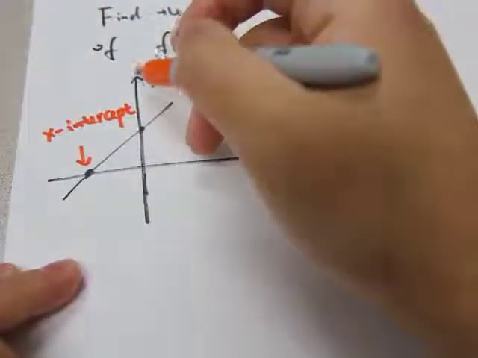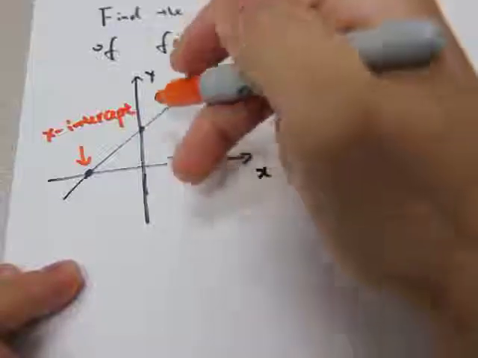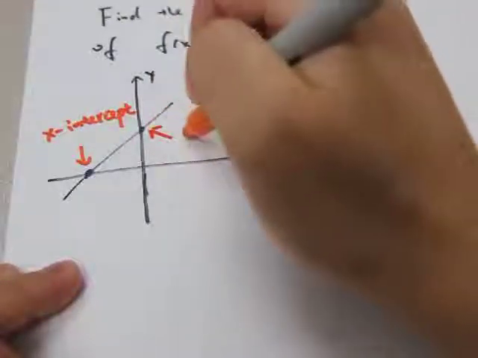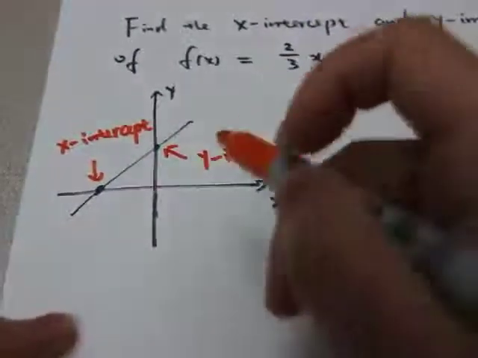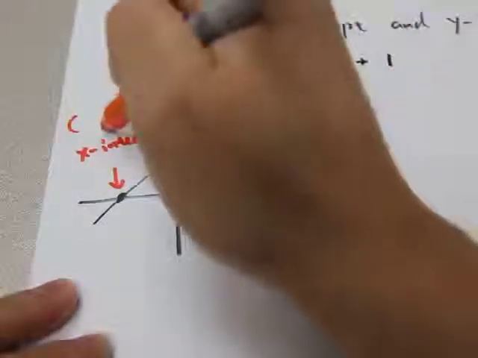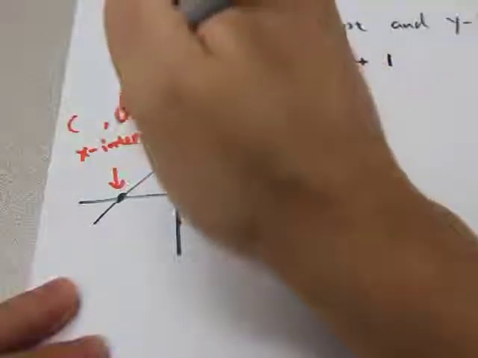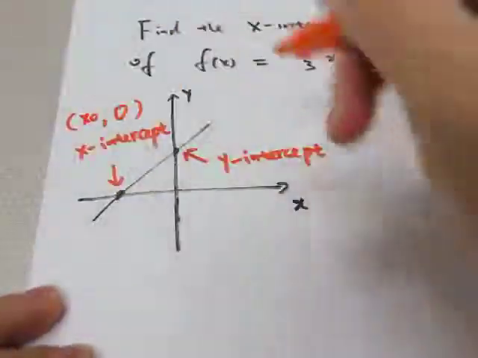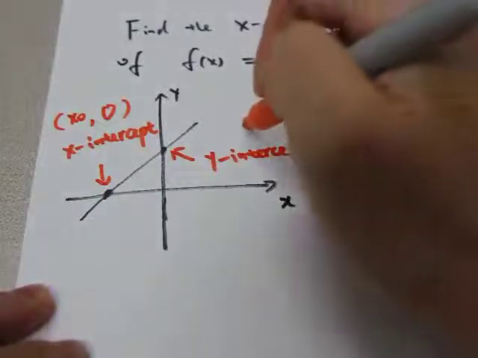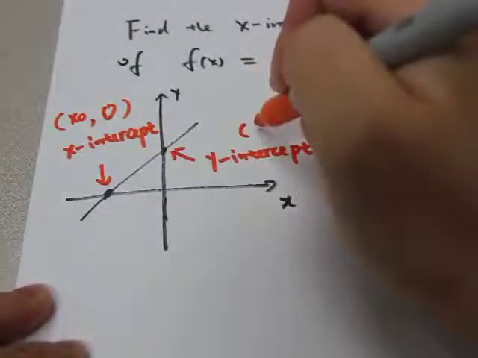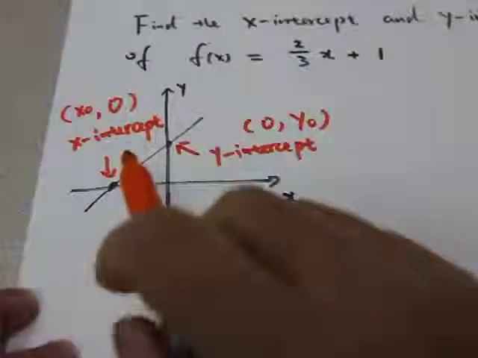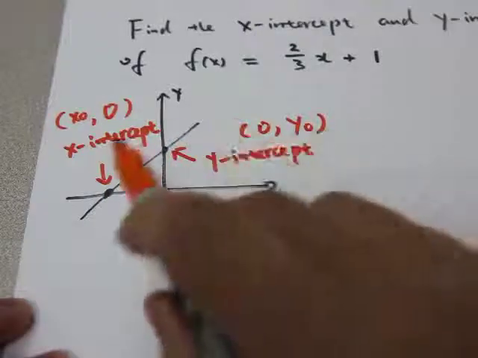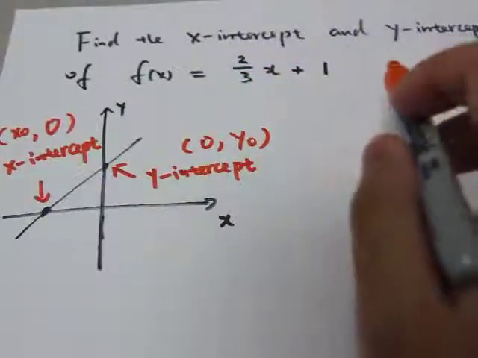And the point where the graph intersects with the y-axis is called the y-intercept. Another property of these 2 points is that for the x-intercept, its y-coordinate is always 0. And for the y-intercept, its x-coordinate is always 0. So here we can use this property to find the x and y intercepts of this function.